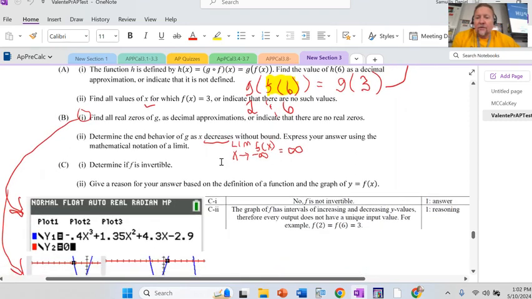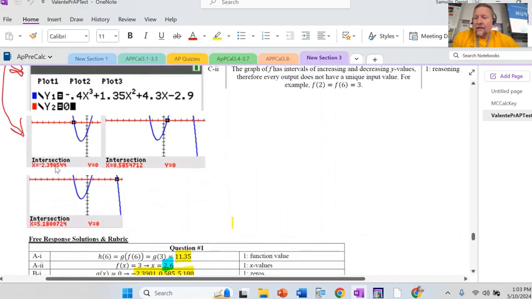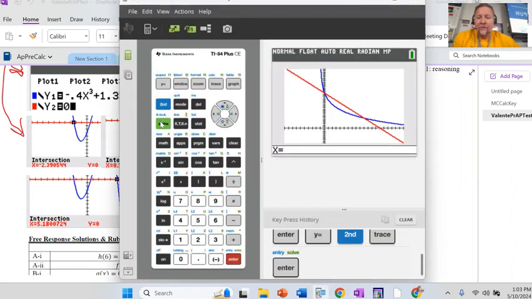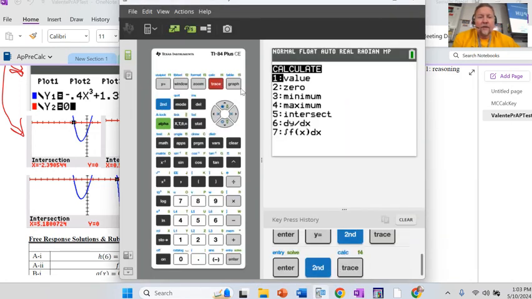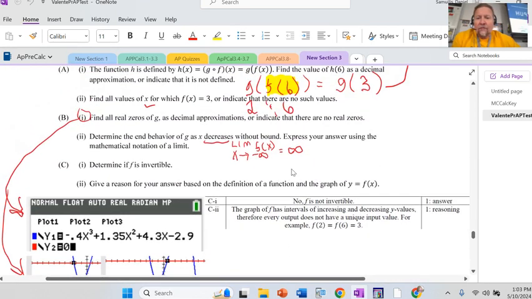Find all the zeros, give them as decimal approximations. That's finding y2 equals 0, y1 equals the equation given as g of x. Find the intersection. Again, with my calculator open, second calc, intersect. All right, and again, that's not the equations that we see up there. That's for a later question that I have those there for.